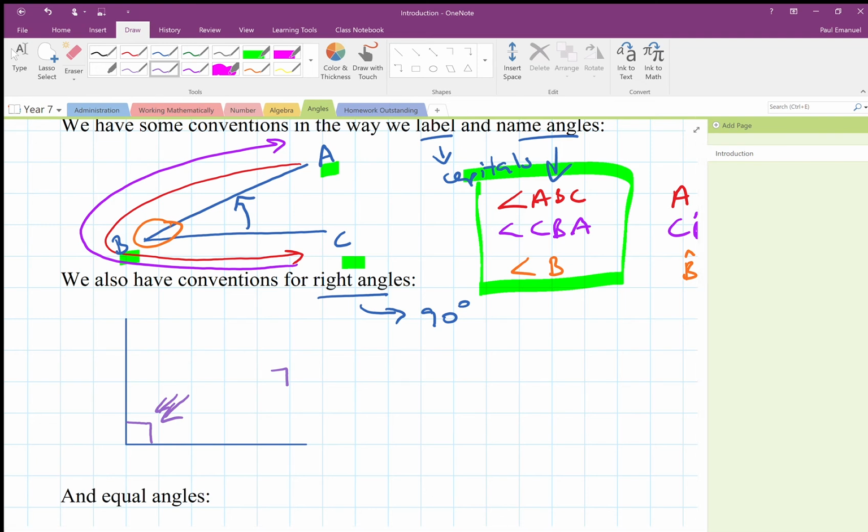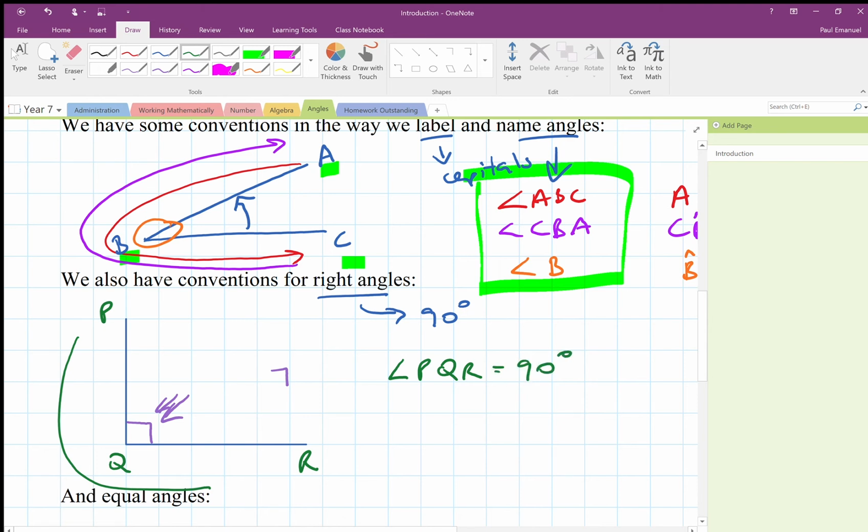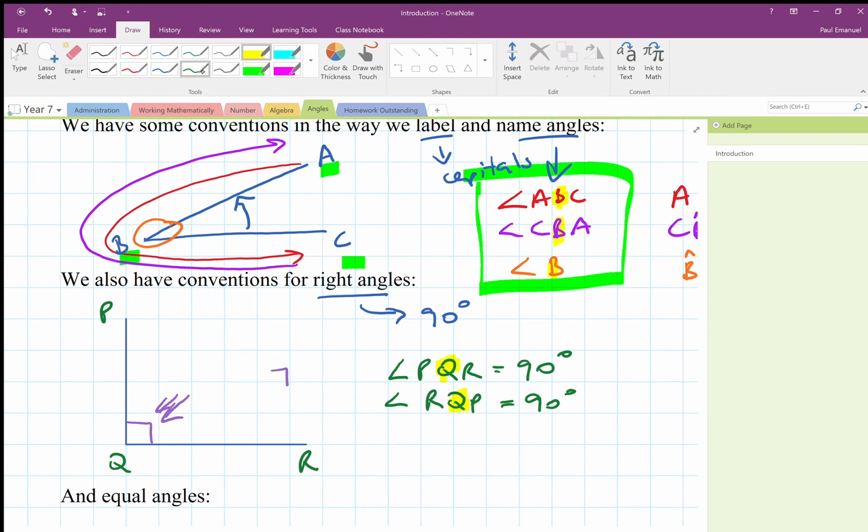It's a little square. Okay, again, just to practice our labeling, I'll use some different letters. I'll use P, Q, R. I've used all of them in capitals, and so I could say that angle PQR, so going around this way, equals 90 degrees. I could also say, going around the other way, that angle RQP is 90 degrees. I want you to notice, please, that the vertex of the angle is in the middle. It was up here too, wasn't it? So it's fairly obvious that they'd be the same. You could also say that angle Q is 90 degrees. All of those things are true.